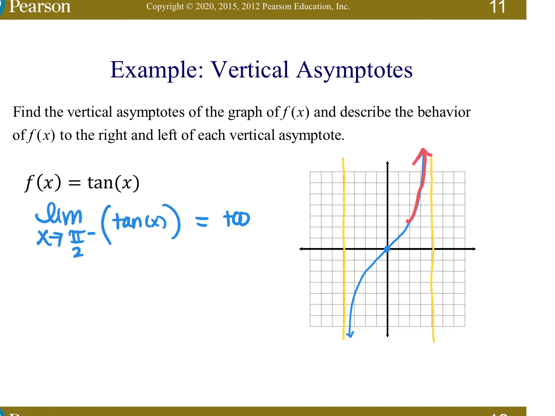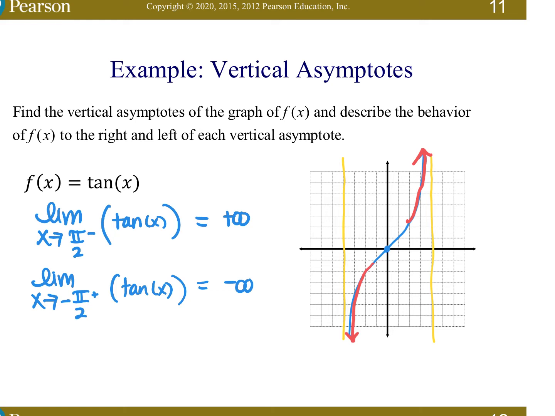So he just did this one, the one I highlighted in red. Okay, somebody else try another one. Okay, Rose. The limit as x goes to negative pi over 2 plus of tan x is negative infinity. Okay, she just did this one.